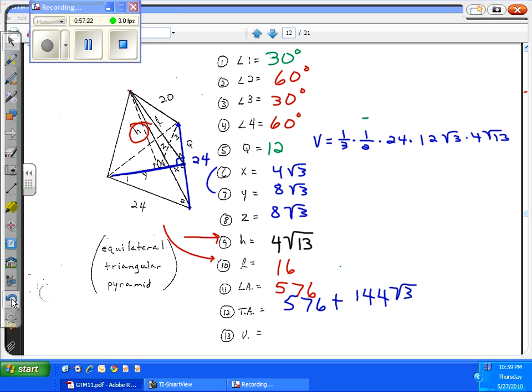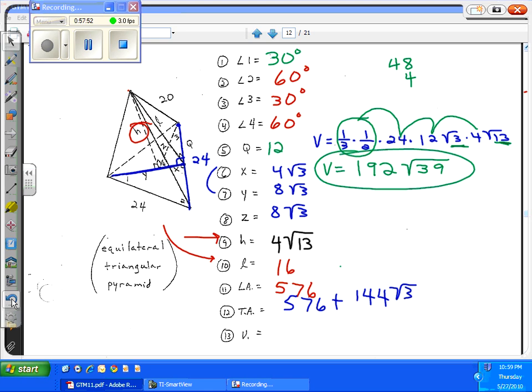Let's see if we can put all this together. 1/3 times 1/2 is 1/6. 1/6 of 24 is 4. 4 times 12 is 48. 48 times 4 is 192. You multiply the numbers, 192, and you multiply the names, and you get a new name, square root 39. So the volume is 192 square root 39.